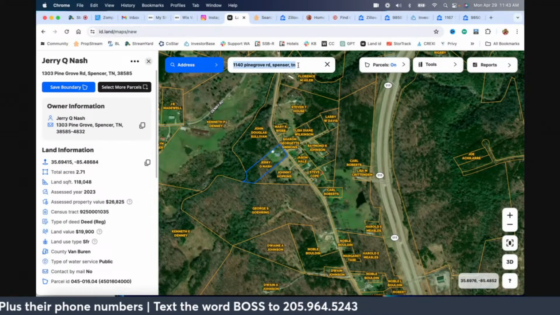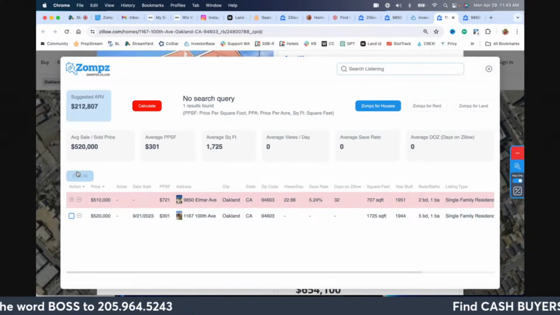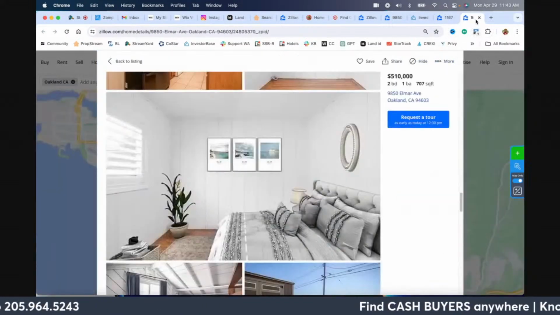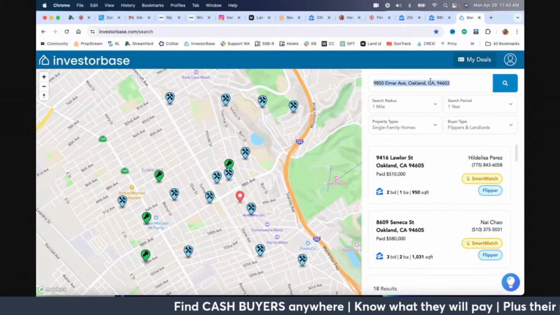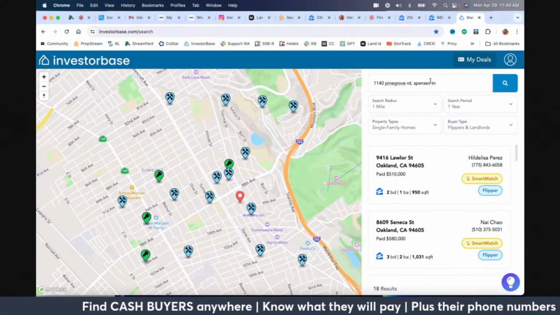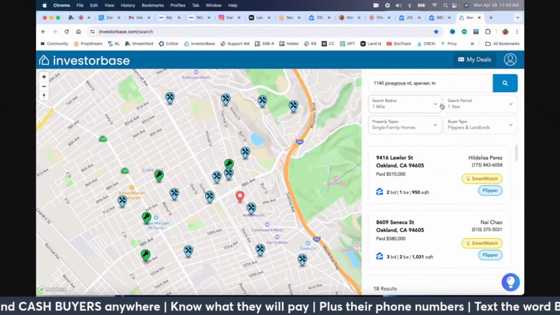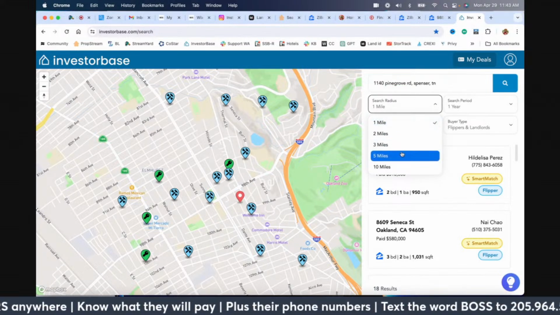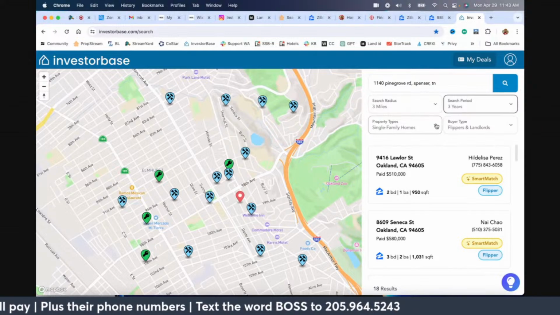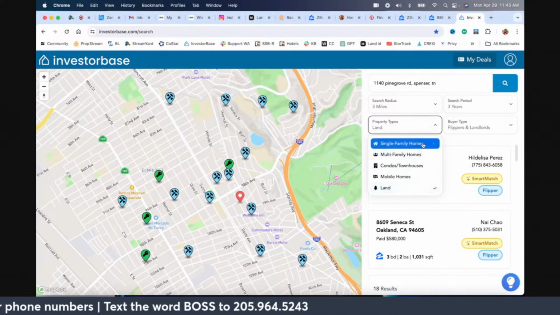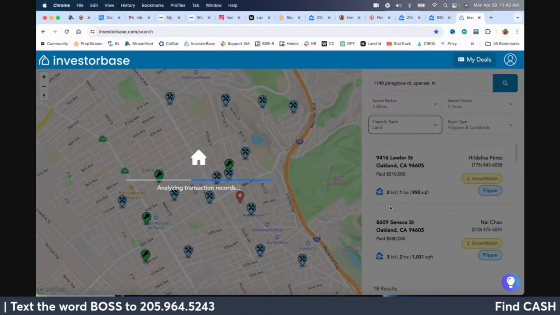All right. Oh, my bad. I don't need that. I just need to know the general area. Yeah, good. At least I can tell her how much activity is in there. So I'm gonna go out 3 miles, and I'm gonna go back 3 years on it, and we'll just select land only. So let's see what we got.